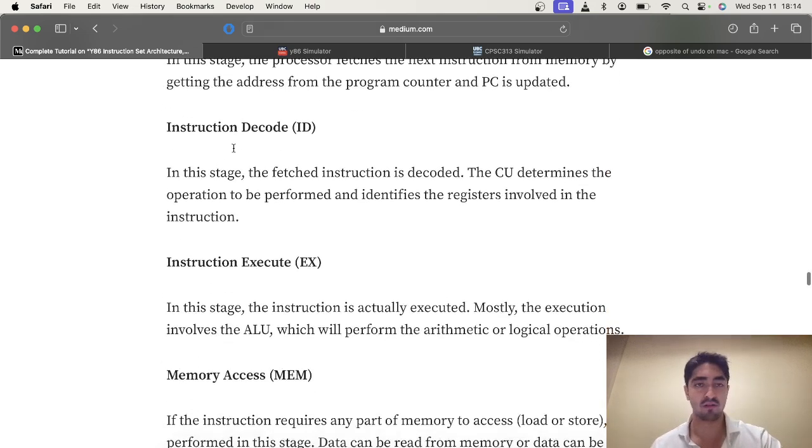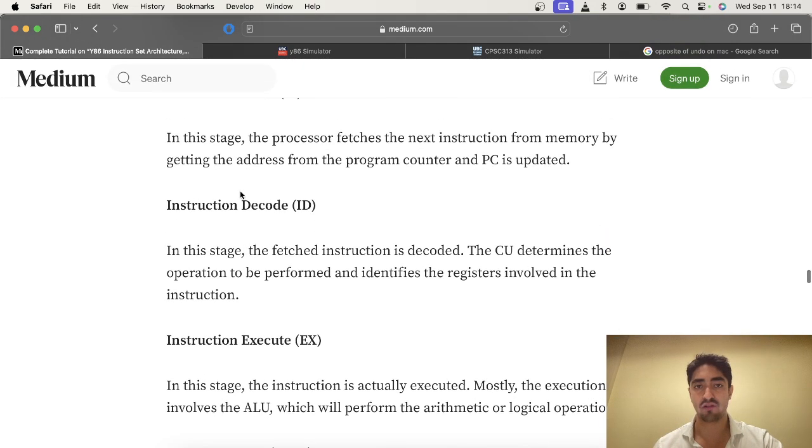And then instruction decode. In this stage, the fetched instruction is decoded. Instruction.